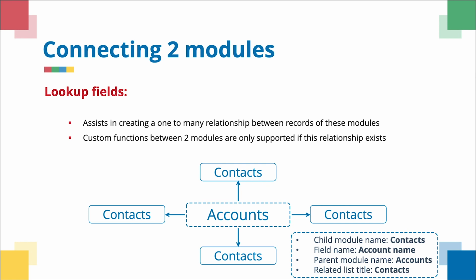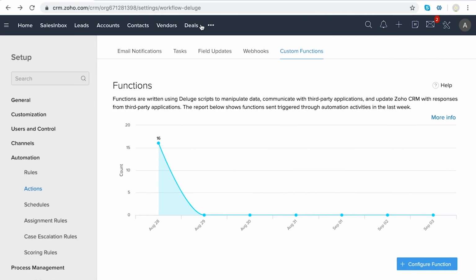The effect of a lookup field is like so. You have one account that connects to multiple contacts. In the contacts module, you'll have a field where you can connect it to the account. And in the accounts module, you will have a related list with the list of contacts that is connected to that account. For better understanding, let me just show you what I'm talking about.